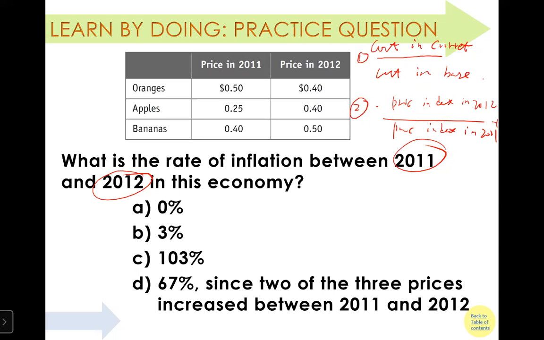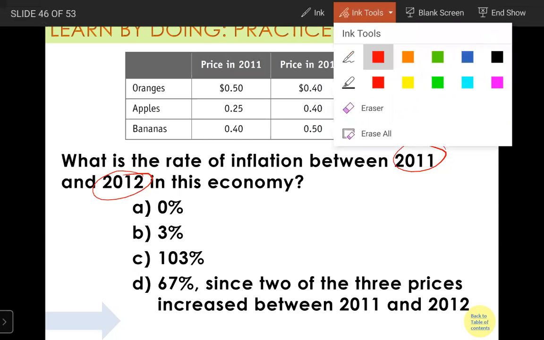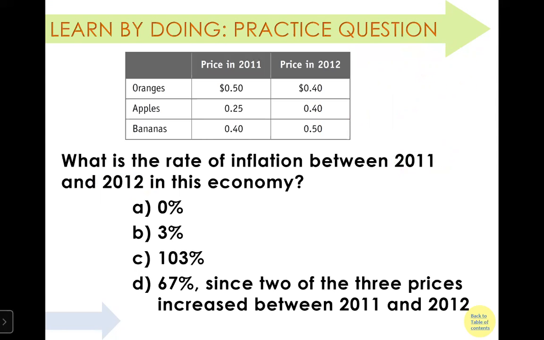So we need to take two steps, and these two steps are going to help you find the inflation. Now let's just do the calculation. For the price index, you can use 2011 as the base year.